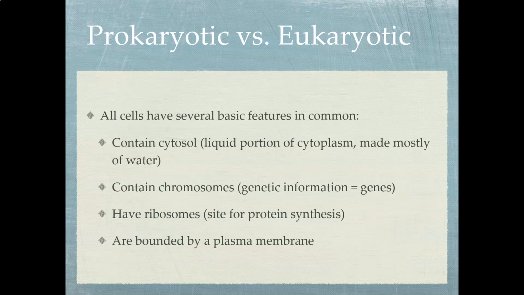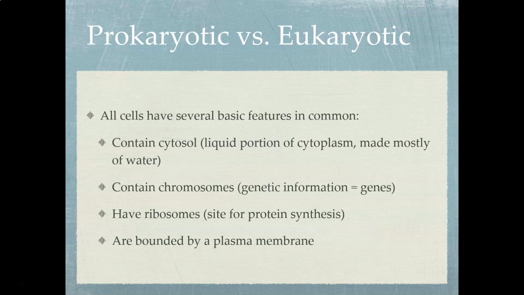So when we look at prokaryote versus eukaryote, there are several features that regardless of what kind of cell we have, they all have these structures in common. First off, they all contain cytosol, or what you probably learned as cytoplasm in the past. Cytosol is specifically the liquid portion of that cytoplasm, and most of it's water, 90+% of it is water. Cytoplasm is sort of more just the area that we're talking about.